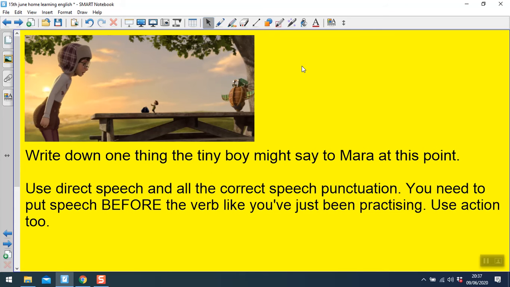So having a look at this part of the film, write down one thing the tiny boy might say to Mara at this point in the film. Use direct speech and all the correct speech punctuation. You need to put the speech before the verb, like you've just been practicing, and use action too. So pause the video while you write your sentence.